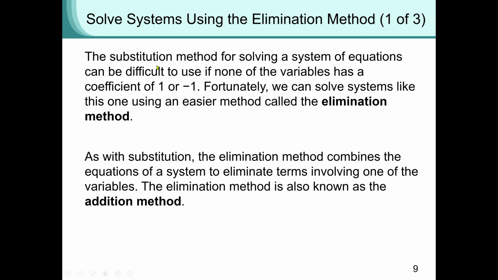For example, here we say the substitution method for solving a system of equations can be difficult to use if none of the variables has a coefficient of 1 or -1. But fortunately, we can also solve systems like this one using an easier method called the elimination method. As with substitution, the elimination method combines the equations of a system to eliminate one term, or here we say eliminate the terms involving one of the variables. The elimination method is also known as the addition method because we're going to combine the two equations.